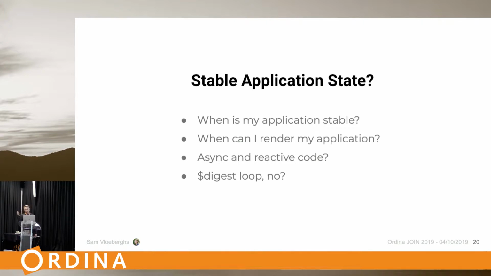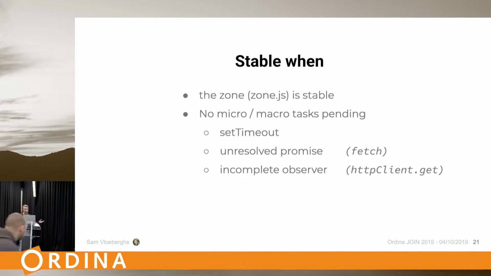And for the people who still remember AngularJS, there was this digest loop. That was a mess, a big mess. But now with Angular we don't have a digest loop anymore. We just process top down in the tree. So our application is stable when basically the zone is stable. Angular uses Zone.js to keep track of different operations like micro and macro tasks, meaning that it knows when there is a setTimeout running. It knows when a promise is not resolved. It knows when some subscription to an observable is not completed or cancelled.